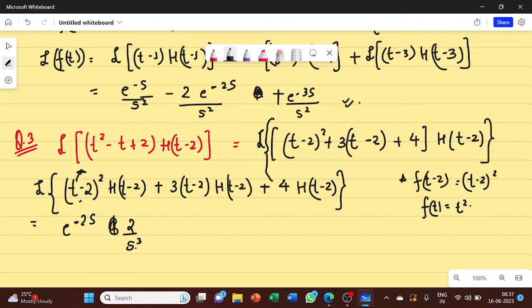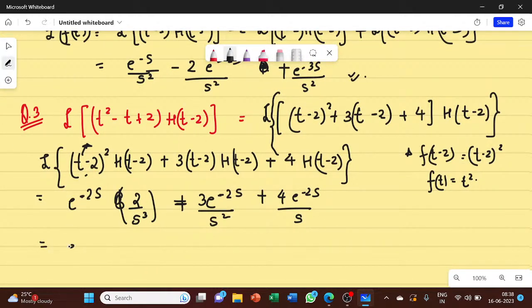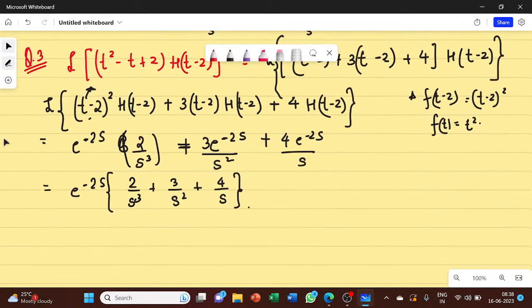So you will get e to the power minus 2s into 2 upon s cube plus 3 times e to the power minus 2s divided by s square, and then plus 4 e to the power minus 2s divided by s. So after all, I can write this as e to the power minus 2s times 2 upon s cube plus 3 upon s square plus 4 upon s. So this is how you write your Laplace transform.